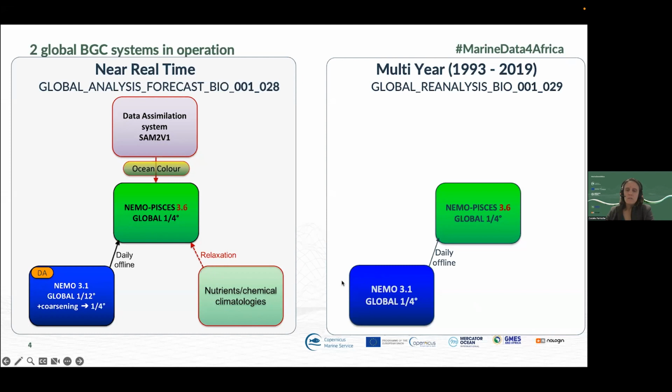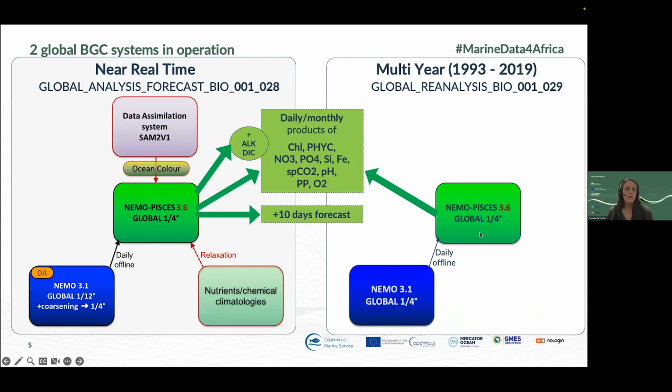In fact, this is done to mitigate the impact of the physical data assimilation that has been shown to generate an upward flux of nutrients and thus an overproduction in the tropics. And at last, the biogeochemical model is also constrained by this assimilation of ocean color surface data. And that allows to calculate a correction of chlorophyll and nitrate in the mixed layer. And the multi-year system on the right is forced by a non-assimilated physical system and has no biogeochemical data assimilation component yet. For the near real-time system, we will switch in the coming months to the physical products that Marie mentioned before.